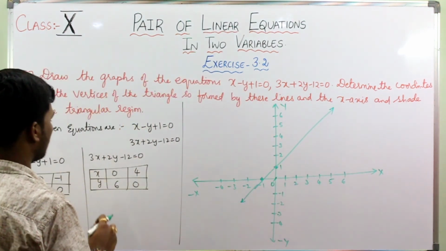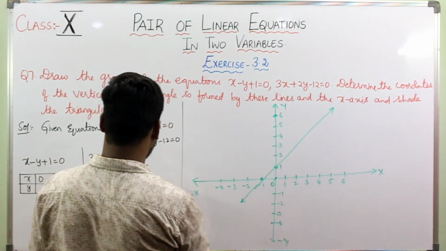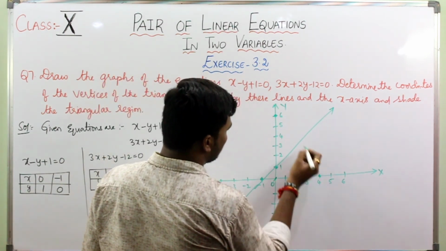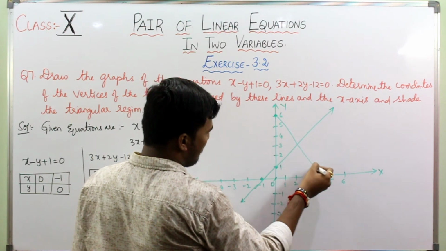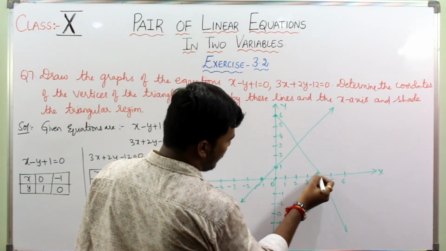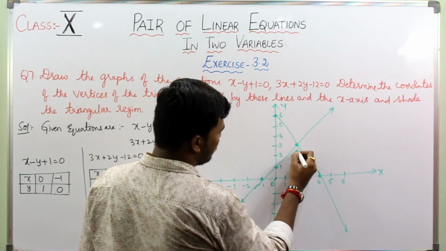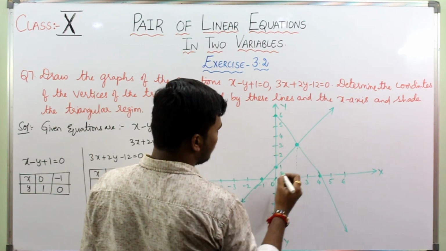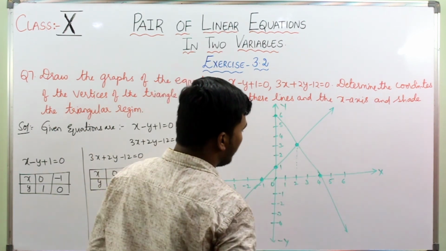Next, x is 0, y is 6. Next, x is 4 and y is 0. Now we are getting the intersecting point at 2, 3.